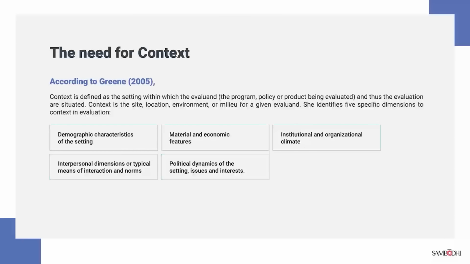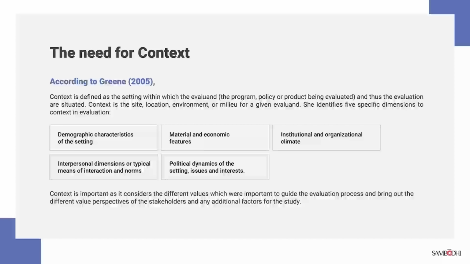They identify 5 specific dimensions to context in evaluation: demographic characteristics of the setting, material and economic features, institutional and organizational climate, interpersonal dimensions or typical means of interaction and norms, and finally, political dynamics of the setting, issues, and interests. In evaluation of a program, context is important as it brings the different values which were important to guide the evaluation process and bring out the different value perspectives of the stakeholders and any additional factors for the study.